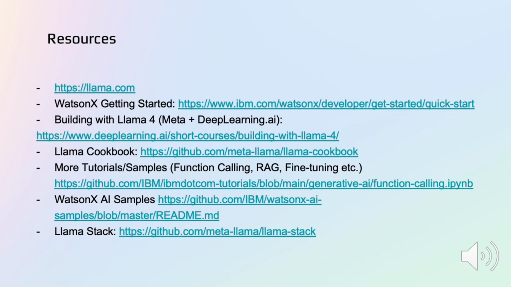Earlier we discussed Llama Cookbook, which contains many useful samples and reference implementations. I encourage you to go through those and see useful samples from there. You can find more tutorials and samples from IBM as well, such as function calling, RAG, and fine-tuning. This link is one of the examples from function calling, but you can use the prefix of this URL to explore more examples. Additionally, there are other IBM Watson AI samples that you can review and follow to learn more.